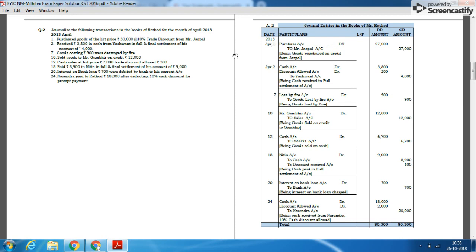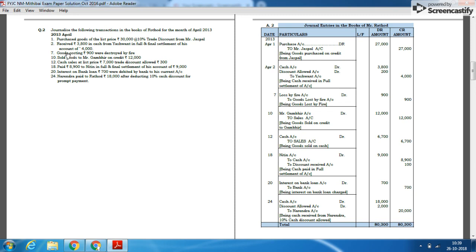Second entry is received 3,800 in cash from Yashwant in full and final settlement of his account of 4,000, which means Yashwant gave us a discount of 200 rupees. Cash is coming in, so cash will be debited. Discount allowed will also be debited, being a nominal account. And Yashwant is a personal account. He is the giver, so we will credit his account.